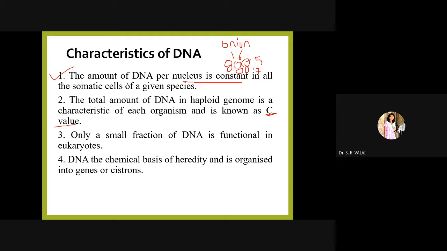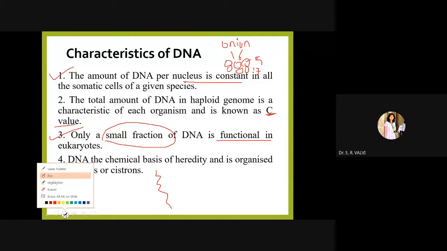The C value, right? Now, the next characteristic: only a small fraction of DNA is functional in eukaryotes. Whatever we have seen here is a very long thread-like structure, which is forced to be present within the nucleus, right? But even though such a lengthy DNA is present in a cell within a nucleus, only a small fraction of DNA is functional.